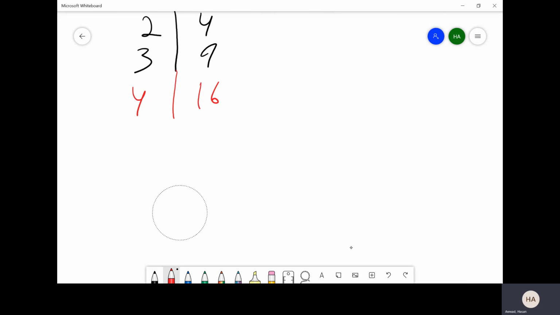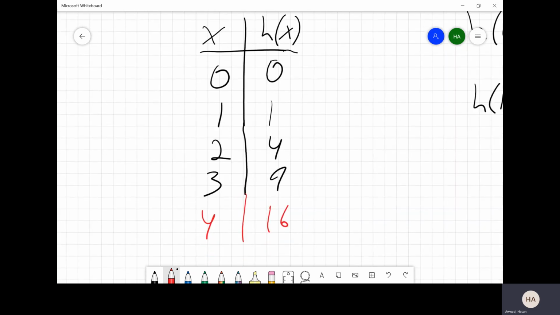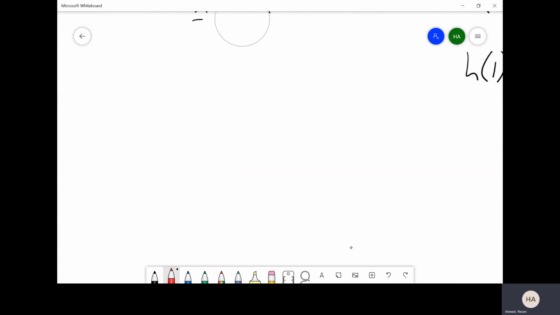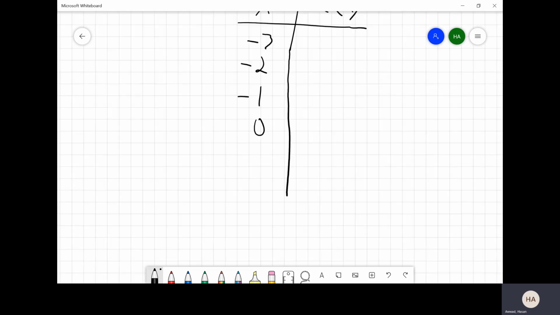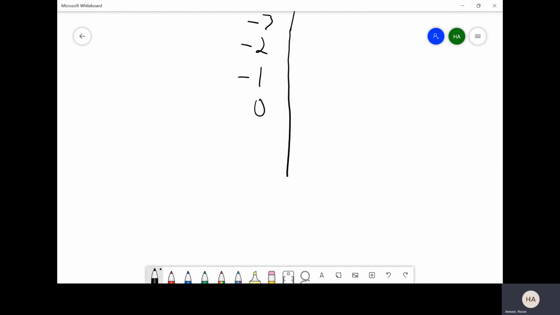So bear with me. I just want to rewrite everything that I have written. Okay, so rewriting this, we have x, right? These are our inputs, h of x. This is our outputs. And now we're starting from -3. So -3, -2, -1, 0. But this part of the table is going to be the same thing that we already did, right? From 0 to 1, 2, and 3, right? So we know that we're going to get 0, 1, 4, and 9 here because we did that earlier.